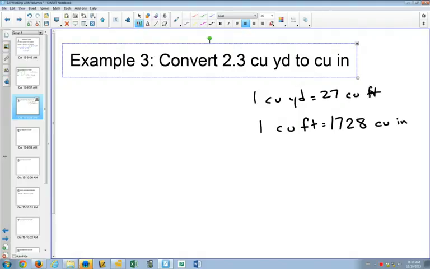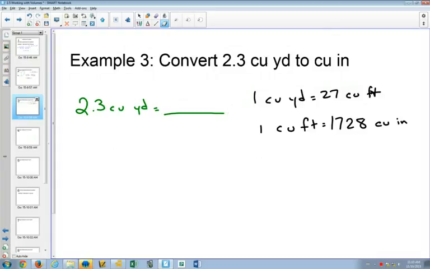So what we can do first of all is think, I have 2.3 cubic yards. I want to figure out how many cubic inches that is. Or sorry, cubic feet. Thank you. We're going to start with figuring out how many cubic feet that is first. Because we have a formula that 1 cubic yard is 27 cubic feet. You can either set up your proportion, or if you can see the shortcut, it would be multiplying by 27. 27 times 2.3 is 62.1.